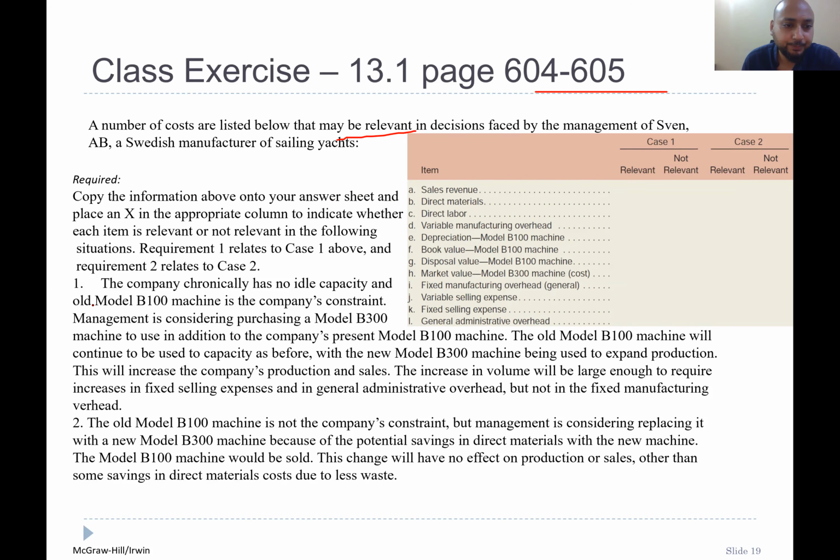Okay, case 1, case 2. Number 1, the company chronically has no idle capacity. An old machine, the B100 machine, is the company's constraint. Management is considering purchasing a model B300 machine to use in addition to the company's present model B100. So two models are going to be used, B100 and B300. The old machine will continue to be used at capacity as before, and it is at 100% capacity because it has no idle capacity, right?